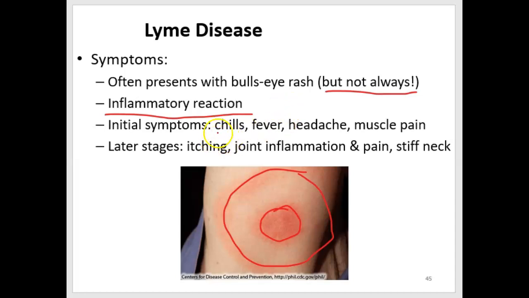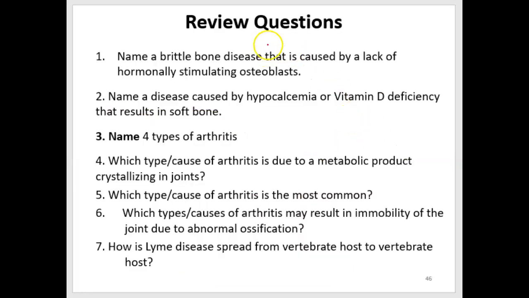The initial onset of symptoms starts with chills and a fever and a headache and muscle pain, a little bit like the flu. But then later you get itching, joint inflammation, pain, and often a stiff neck. Even if the bite occurred on an appendage, you usually get a stiff neck. I don't know if the bacteria like to go there or what. So that's Lyme disease.